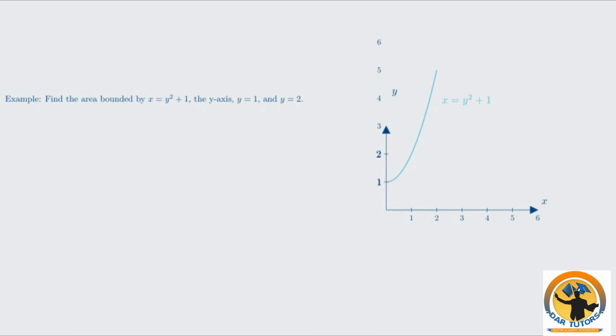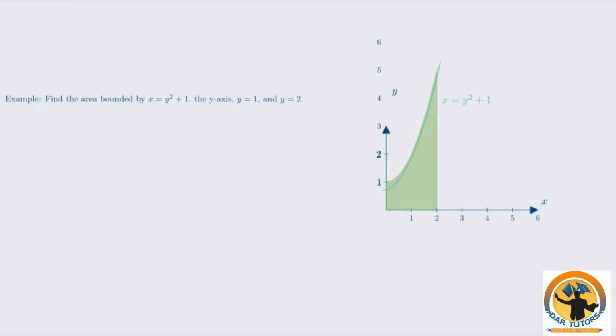Find the area of the region bounded by the curve x equals y squared plus 1, the y-axis, and the lines y equals 1 and y equals 2. First, let's visualize this. The curve x equals y squared plus 1 is a parabola opening to the right, with its vertex at (1, 0). The y-axis is the line x equals 0. The horizontal lines y equals 1 and y equals 2 define our vertical boundaries. The shaded region is the area we need to find.